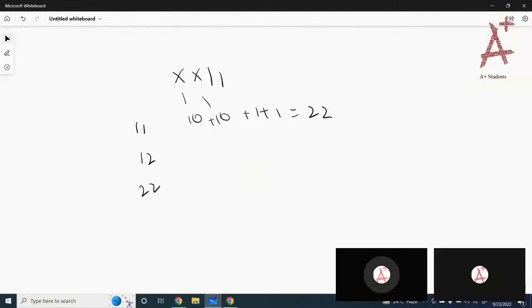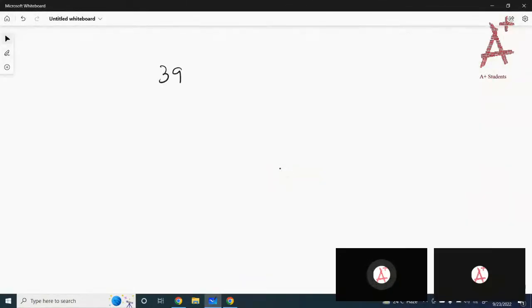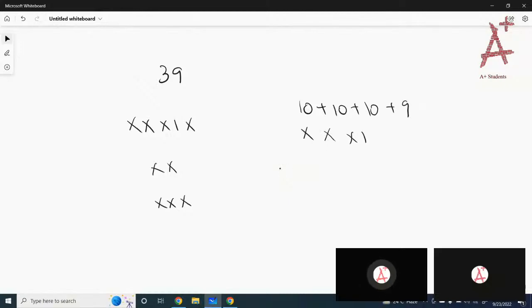Okay. The next one is, how would you write 39 as a Roman numeral? So you are given three options. Which option is the correct one? You have to write 39. So 39 is 10 plus 10 plus 10 plus 9. So we know that we can write 10 as X, and 9 as IX, so XXXIX. So first option is the correct one. Got it? So first option is the correct one.